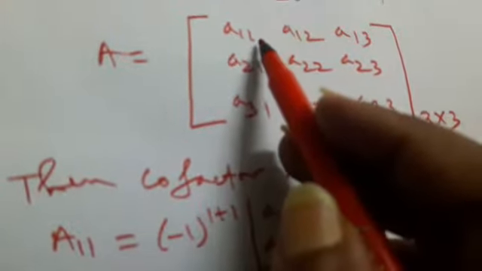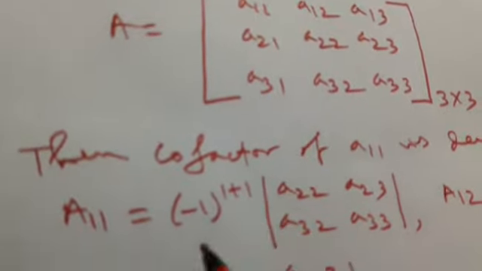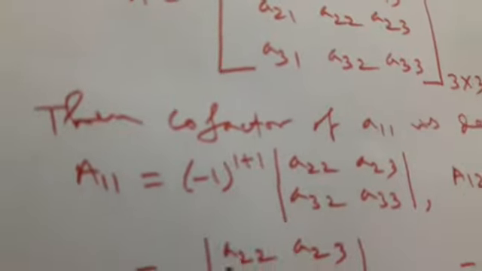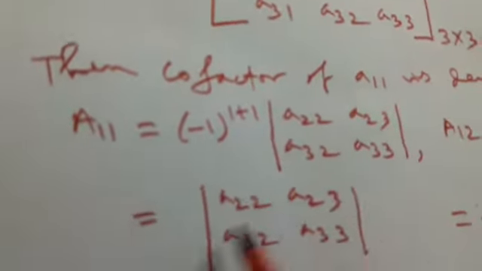Here it is the first row, first column, so it will be 1 plus 1. Clear? It is 1 plus 1, so it will be a positive term: (-1) to the power 2. We are taking it in this way.